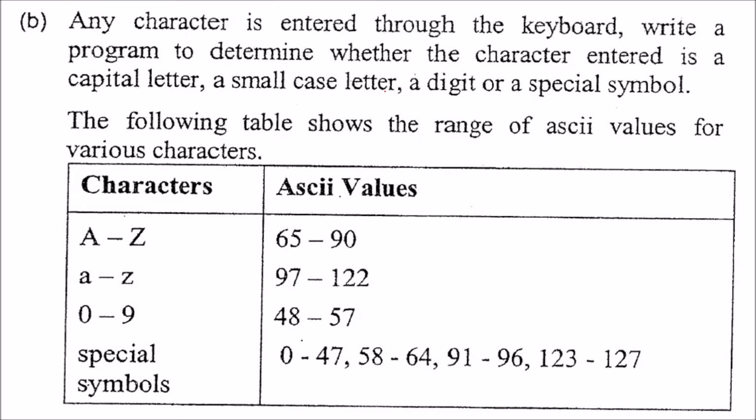Any character entered through the keyboard, write a program to determine whether the character entered is a capital letter. Capital letter goes from 65 to 90. This is the ASCII value which is being understood by the computer. When you press A, the computer understands it to be 65. Then small a to z is 97 to 122, 0 to 9 are the digits, so 48 to 57. Special symbol has a range 0 to 47, 58 to 64, 91 to 96, and 123 to 127.